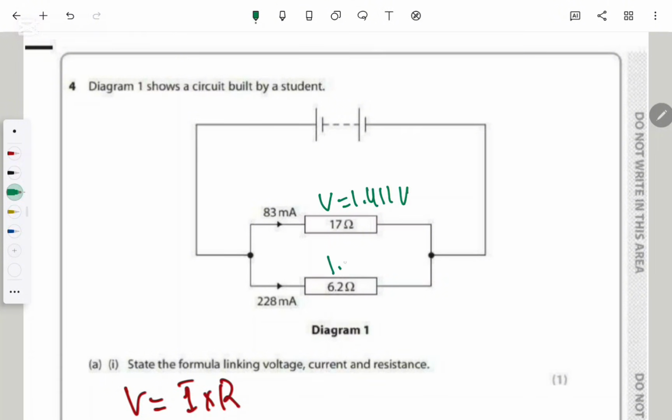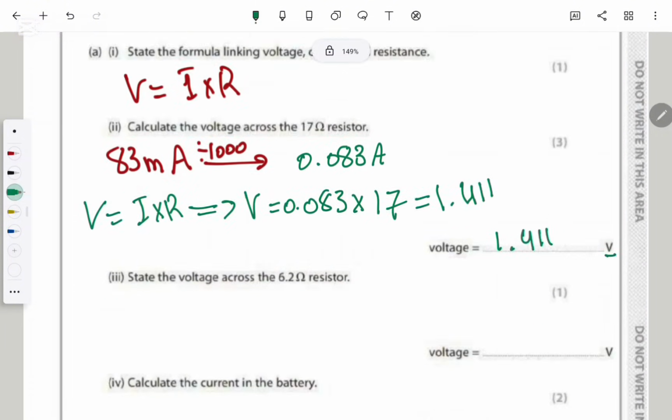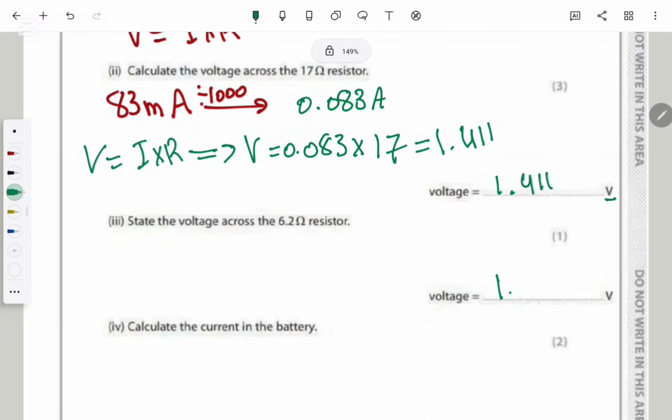That means here it's also 1.411 volts. That means it's in the battery also 1.411 volts. Again, you obviously can multiply the current and the resistance and get it again, but that's like a lot of time wasted. You know, it's a parallel circuit, so the voltage is the same everywhere. We calculated it in one place, it's gonna be the same.